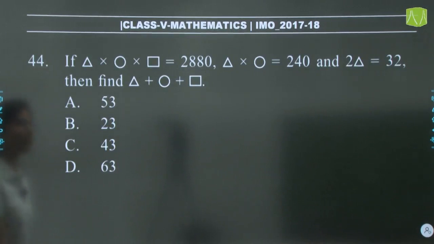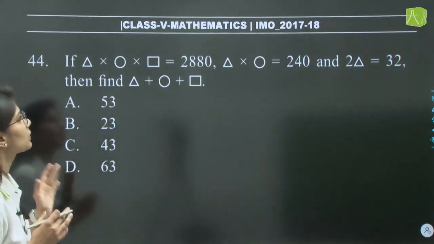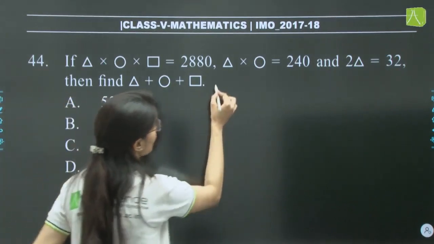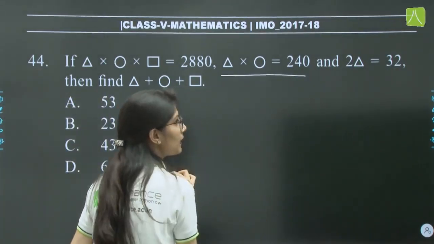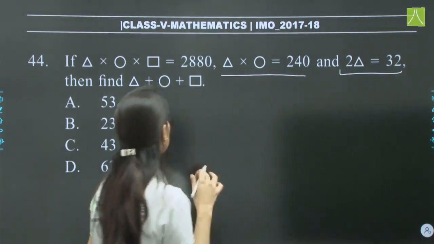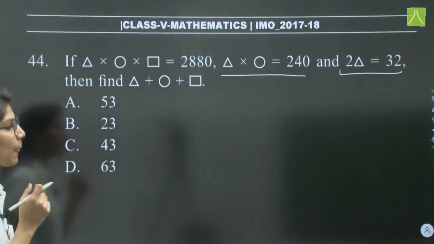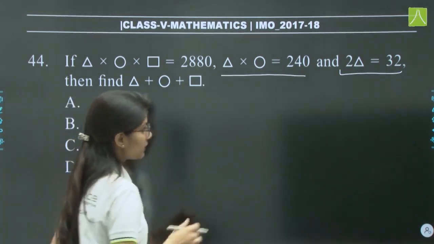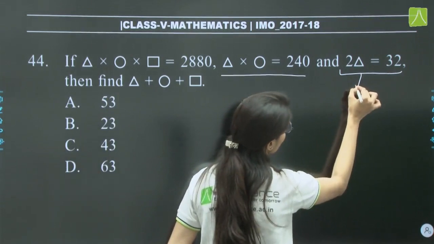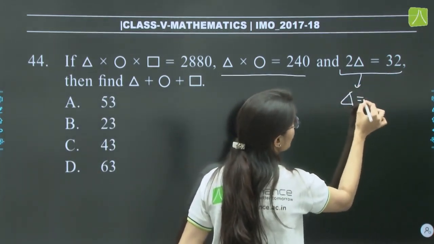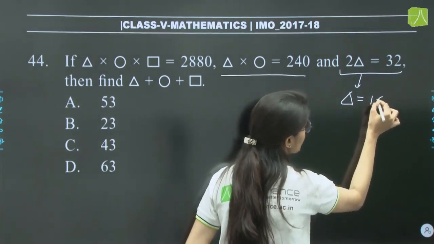If triangle multiplied by circle plus square is equal to 2880 and triangle multiplied by circle is 240 and 2 triangle is equal to 32, we need to add all the 3 shapes and find out the answer. So first we need to find out the value of all the 3 shapes one by one. So first just use this equation, 2 triangle is equal to 32. So we can find out the value of triangle here, 32 divided by 2 which is 16.